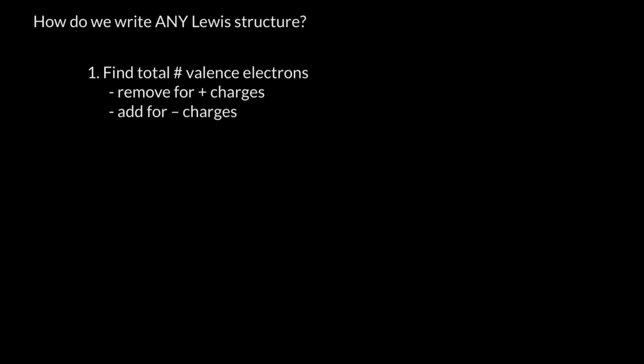So the first rule is find the total number of valence electrons. And how do you do that? The answer is you look at the group number the atom is in, and the group number is almost always the number of valence electrons. And the kicker is that we have to remember to remove electrons to make positive charges, and we have to add electrons for negative charges. So if we've got a polyatomic ion, we've got to take that into account. So let's go ahead and get started.